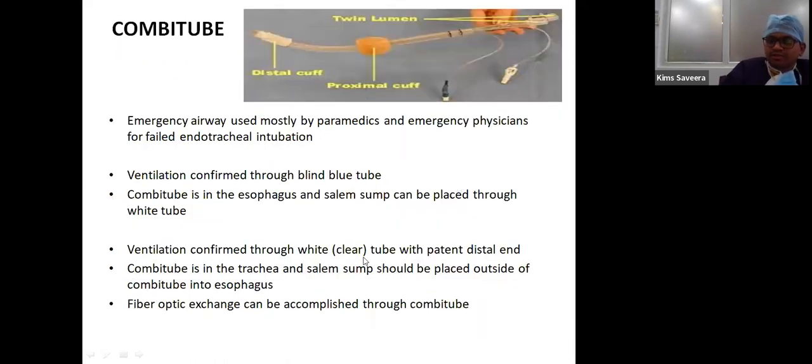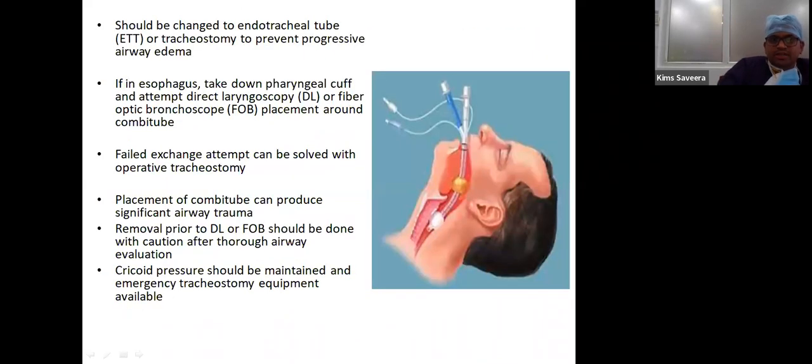When ventilation is confirmed with the white clear tube, we have two tubes, one blue and one white, and we can also use fiber optic exchange with this Combitube. The only problem is that it is a blind technique, and oral trauma is more with this Combitube.